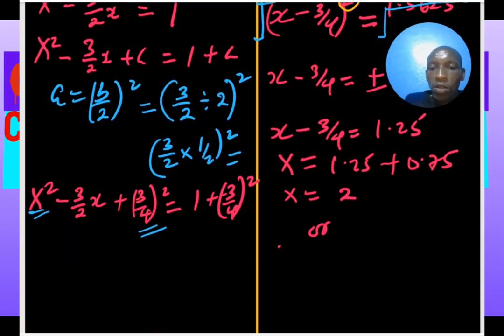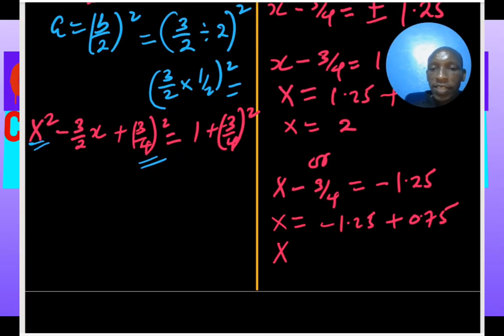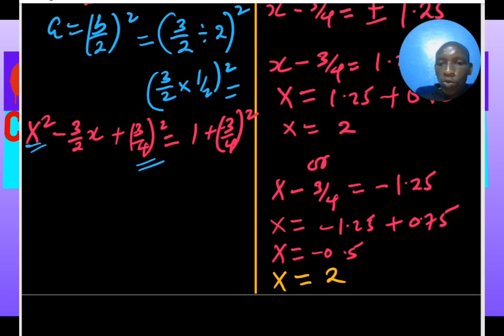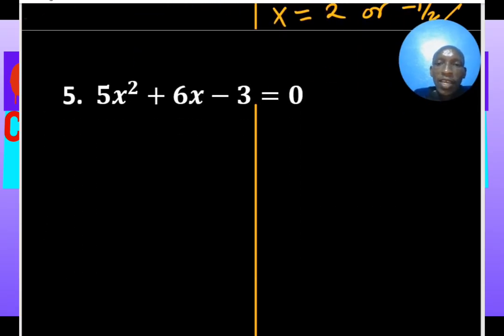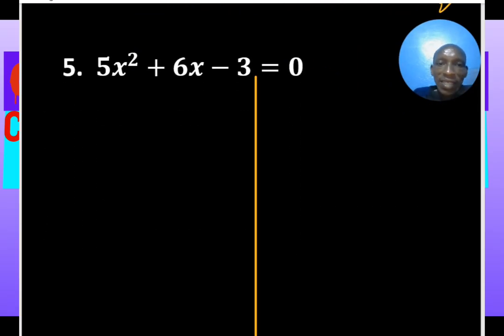Or x minus 3 over 4 is equal to negative 1.25. That means that x is equal to negative 1.25 plus 0.75, x is equal to negative 0.5. So therefore, the final values of x is equal to 2 or negative a half. Now this becomes the final solution for this question. Example 5, and this is the last example.